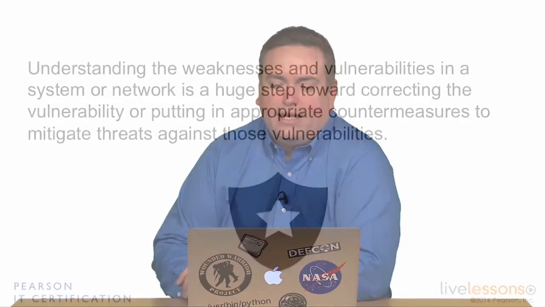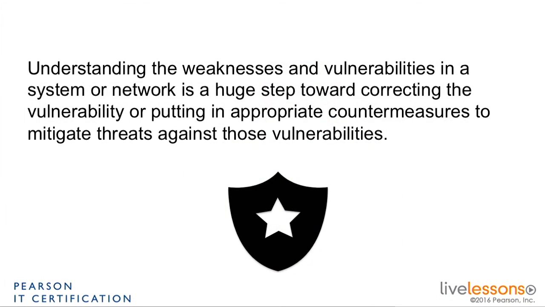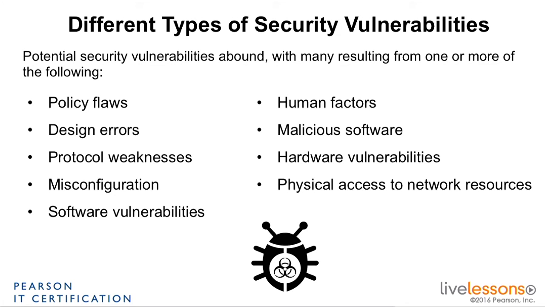Understanding weaknesses and the vulnerabilities in a system or network is a huge step towards correcting the vulnerability or putting the appropriate countermeasures in place to mitigate these threats. There are different types of security vulnerabilities, and here I'm going over a few examples. These vulnerabilities can be things like policy flaws, design errors, protocol weaknesses, even a misconfiguration in a system, or software vulnerabilities, and we will cover a few examples later in the course.